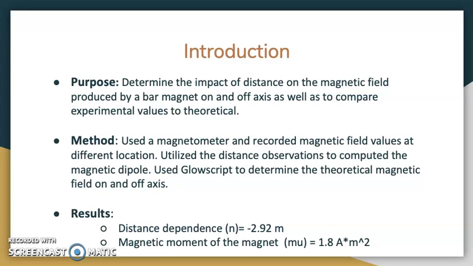We used these distance observations to compute the magnetic dipole and GlowScript code to determine the theoretical magnetic field on and off axis. From this, I determined my results to be the distance dependence equal to negative 2.92 meters and the magnetic moment of the magnet, mu, to be equal to 1.8 amperes times meter squared.